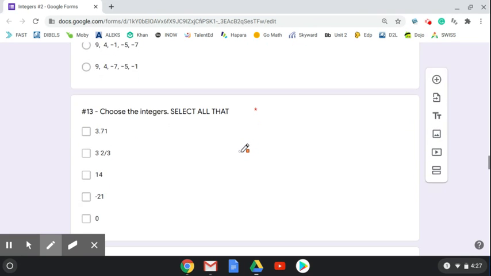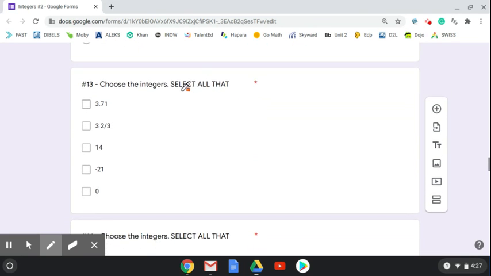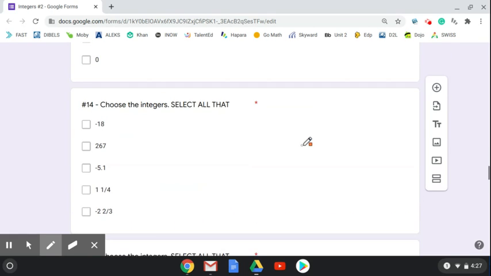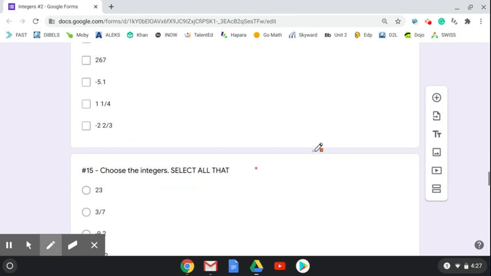Number 13, choose the integers. Select all that apply. Remember, no decimals or fractions are integers. So 3.71, that's a decimal. Nope, not an integer. This is 3 2/3. You would also sometimes see it written this way. It's a mixed number, 3 2/3. That is not an integer. 14, negative 21, and 0. Those are all integers. Those are the ones that you should select. Okay, 14 again, choose all that apply. 15, choose all that apply.